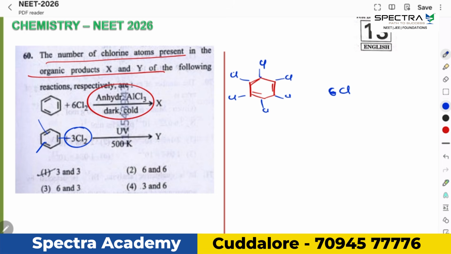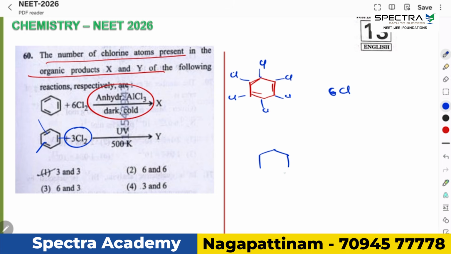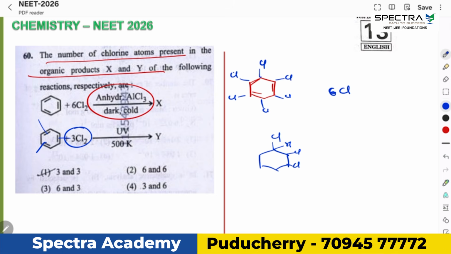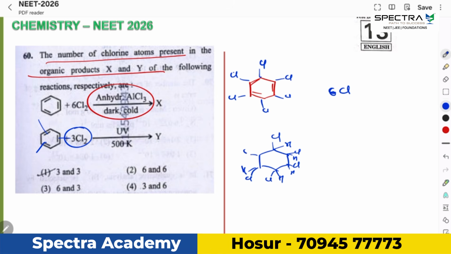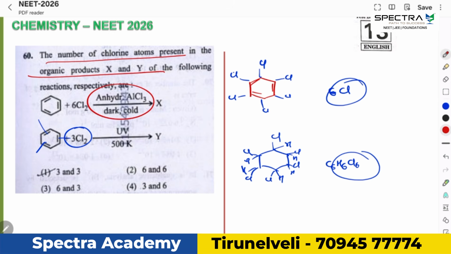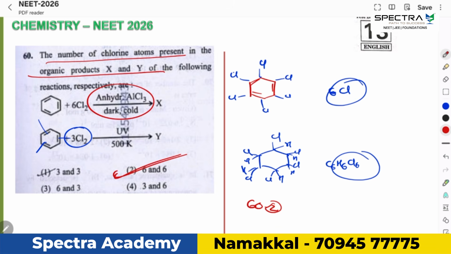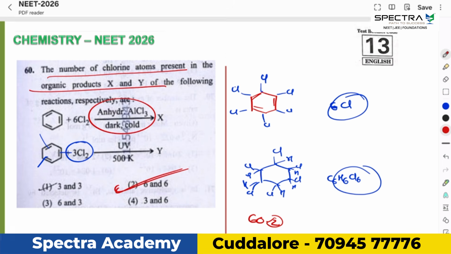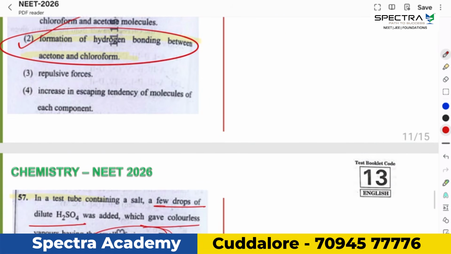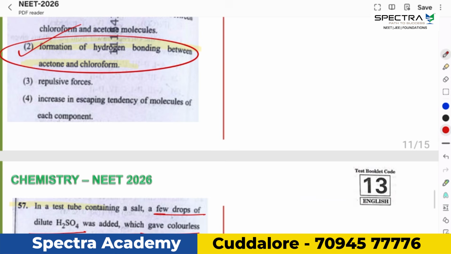It is a free radical addition reaction. And each carbon surrounded by the chlorine atom. So the formula is C6Cl6, and C6H6Cl6. So in both cases you have the chlorine atoms. Option 2 is the correct. So this is up to question number 60 students. Only 2 questions are lengthy calculation. Remaining questions are repeated. Thank you very much students.